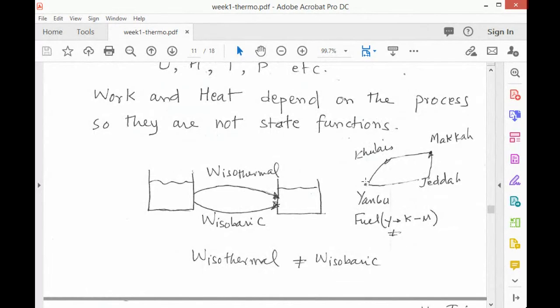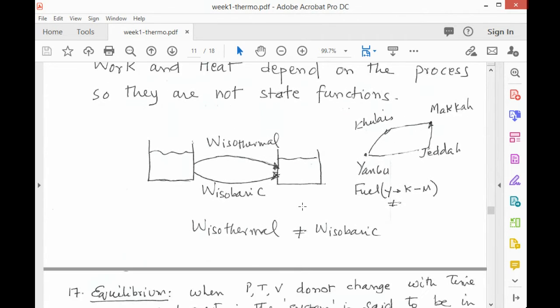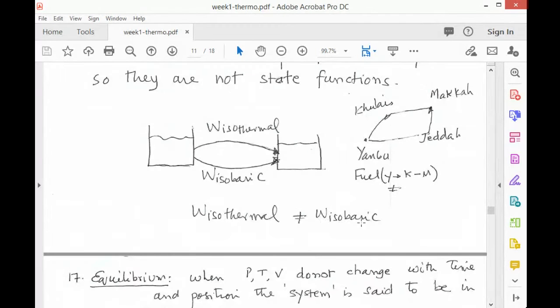And I showed you here, if you go from Jammu to Makkah, there are two ways you can go. Either you can go via Jeddah and then Jeddah to Makkah, or before going to Jeddah, you take the exit of Hules, and from Hules you go there. So there are two paths here. The work done by the car will be different, depending on the path, right? So work depends on the process. So isothermal work is not equal to isobaric work. Remember this.